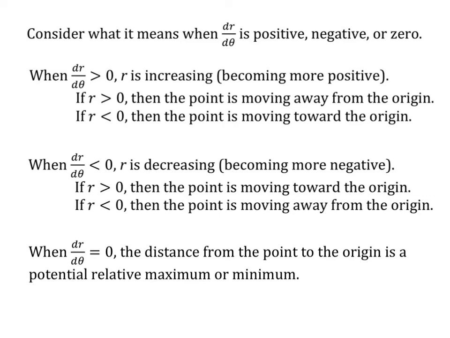The way that we determine if it's a maximum or minimum is the same as before, using something like the second derivative test or the first derivative test, where we look at whether the distance away from the origin is increasing or decreasing at a particular value. Now we'll move along and look at an example of this. So let's see what we have.